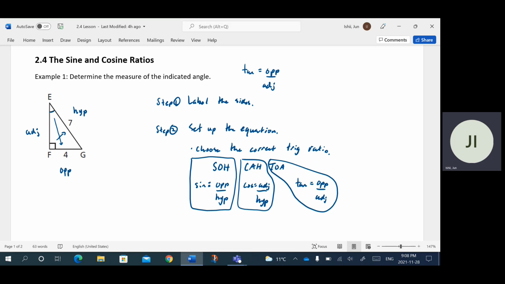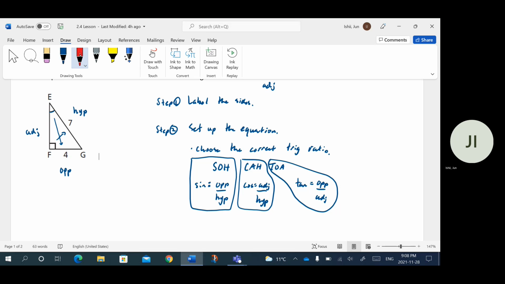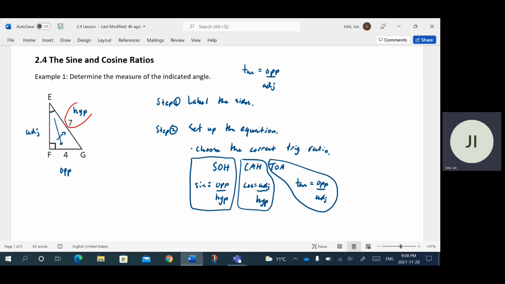If I look at this diagram, you'll notice the adjacent side is blank. So for this question, I want to use the ratio that involves the opposite and hypotenuse. Opposite has a length of 4, hypotenuse has a length of 7, and the adjacent side is blank. Of these three ratios, the one that involves opposite and hypotenuse is the first one, sine. This is the one I want to use to set up the equation.